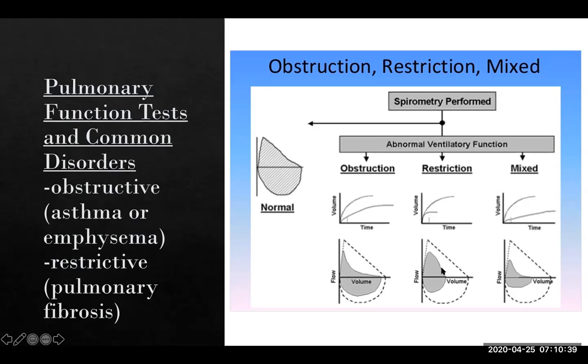In a restricted common disorder, you can see how the airflow is again greatly decreased, but it's much smaller over time. So with obstructive disorder, over the course of time, you can still get some air in and out. But if something's restricted, that means it could be completely blocked and you can only get so much air in. Or you could have some sort of mixed disorder as shown in there.